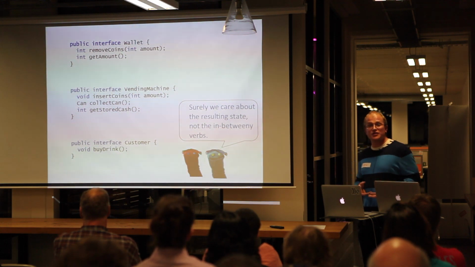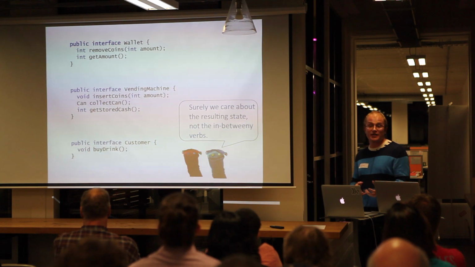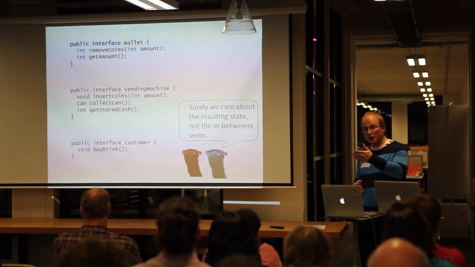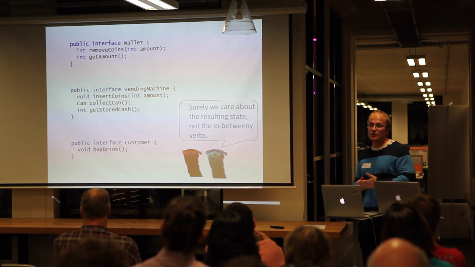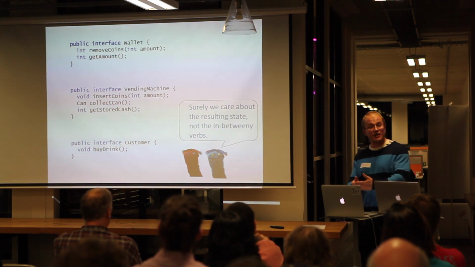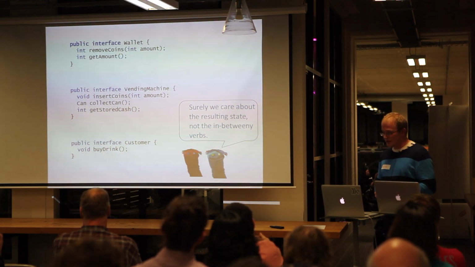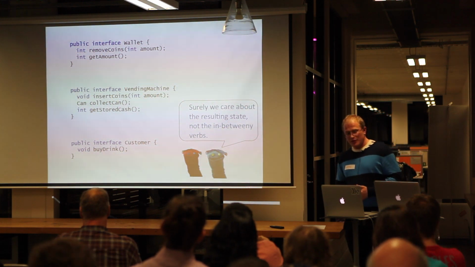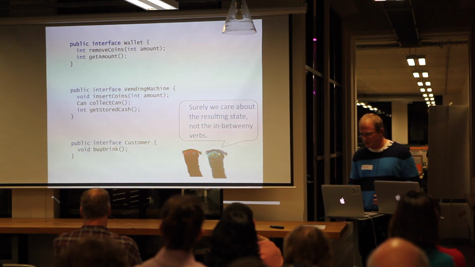The correct functionality that any external observer of the system cares about is to do with the state here. The wallet must have the correct amount of coins in it at the end. The vending machine must have the correct amount of coins at the end. It must have the correct amount of cans in it in the end. And the customer must end up with a drink and hopefully still a wallet. So if we only care about the state, perhaps there's a better way we can structure this.